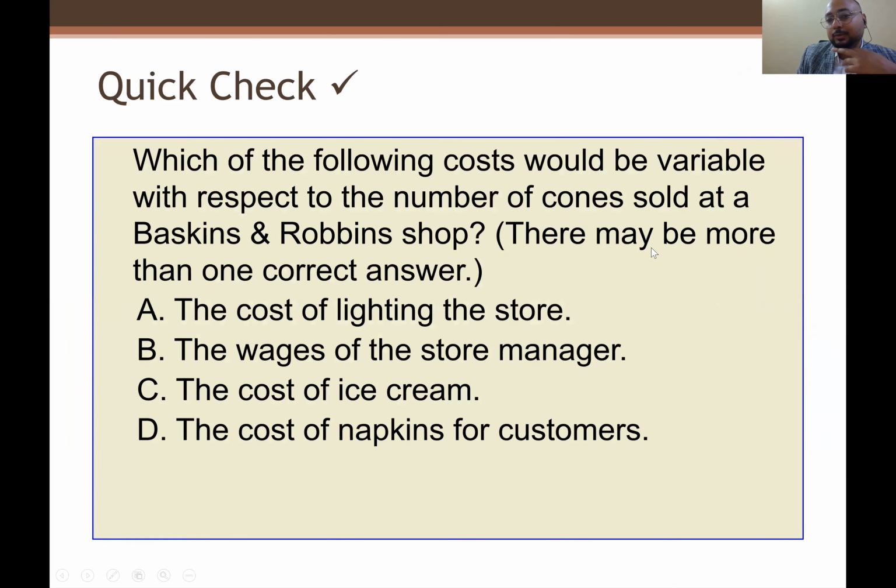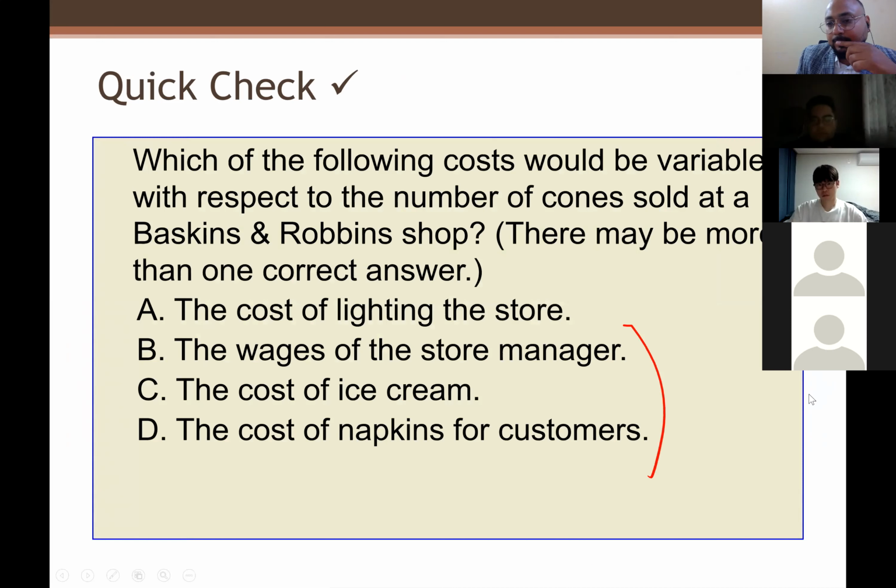So we have a quick check here. Can you tell me which of the following costs would be variable with respect to the number of cones sold at a Baskin Robbins shop? Tell me. A, the cost of lighting the store. Is it variable or fixed? Variable. Cost of lighting the store. Fixed or variable? Subhan. Variable, I think.